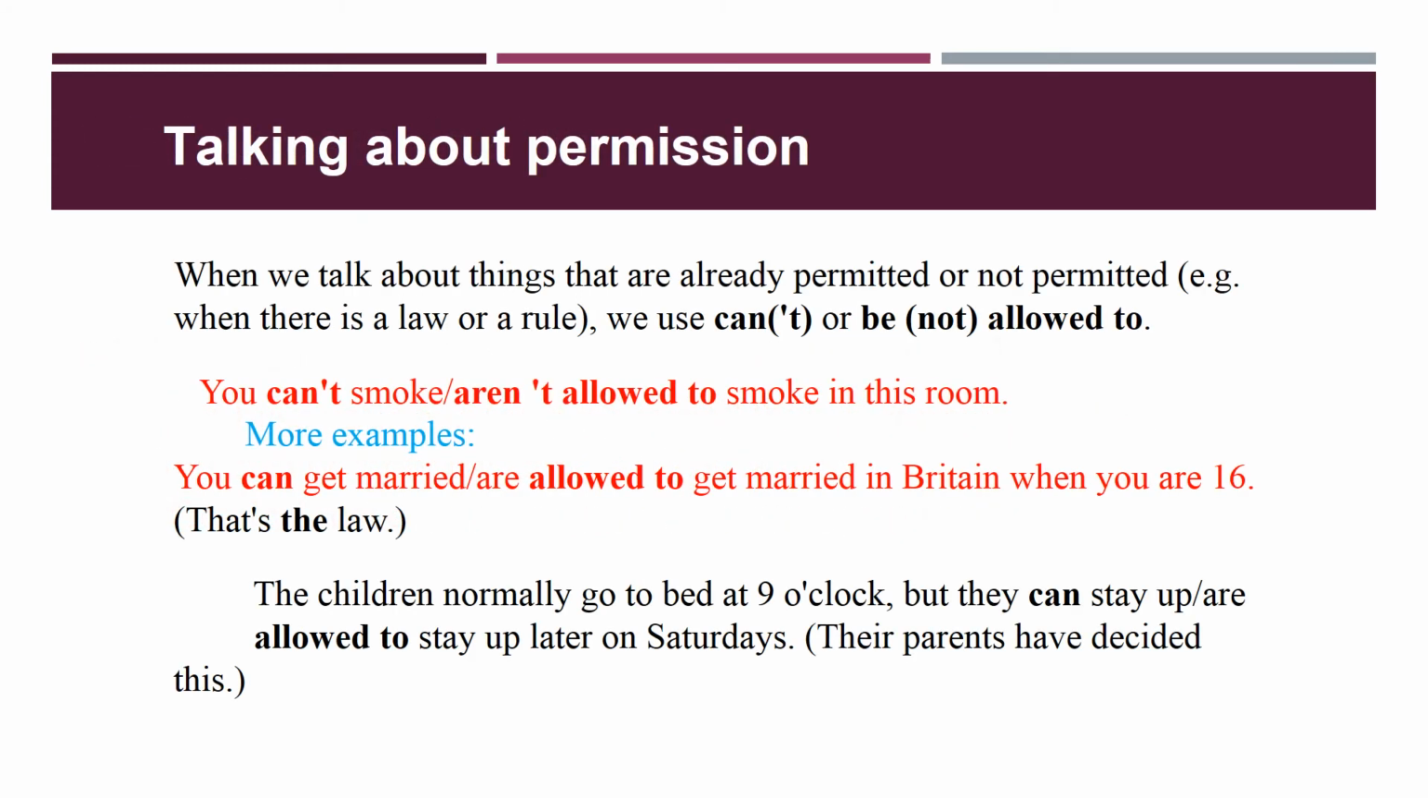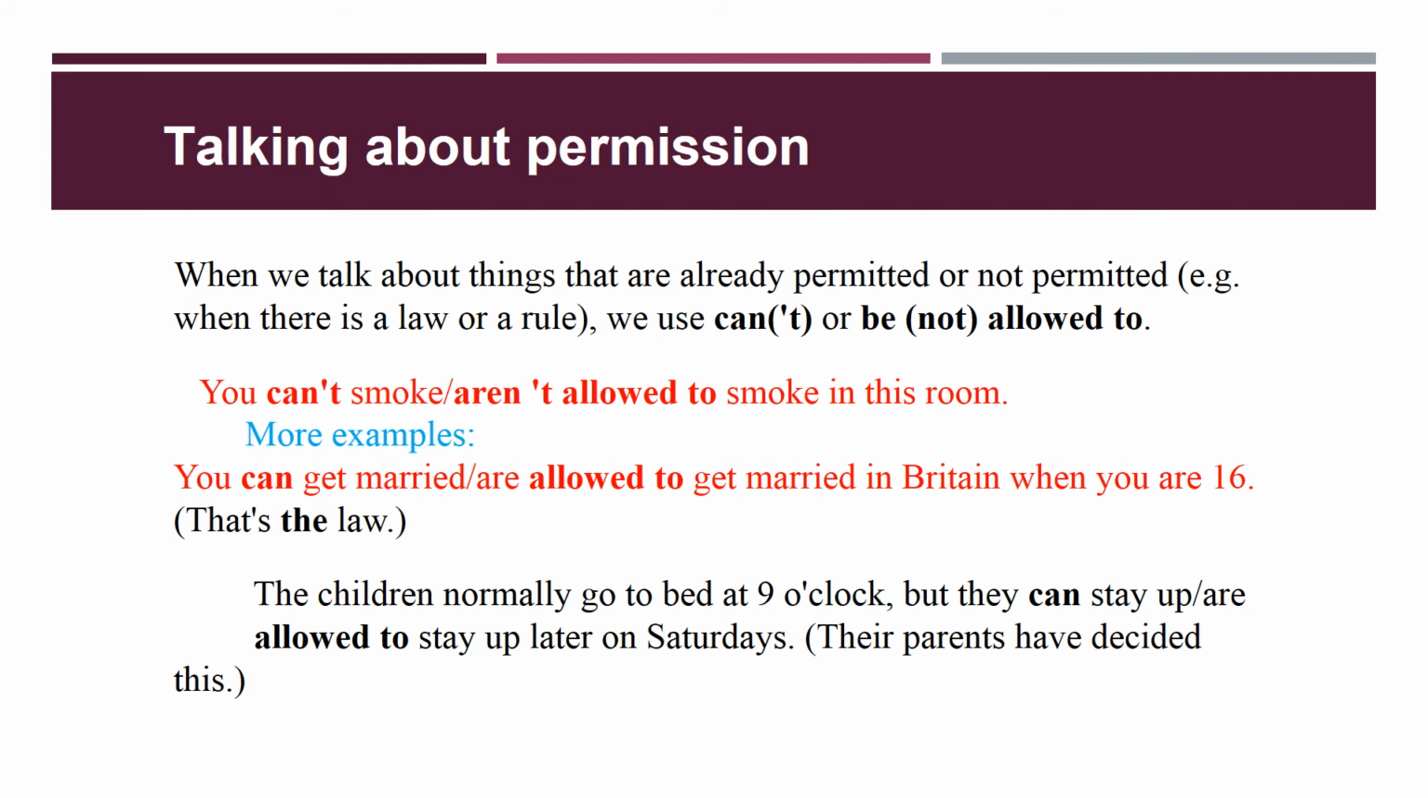Okay, when we are talking about permission and if we have certain laws, let's see. When we talk about things that are already permitted or not permitted, for example, when there is a law or a rule, we use can't or be not allowed to. For example, you can't swim or aren't allowed to smoke in this room.